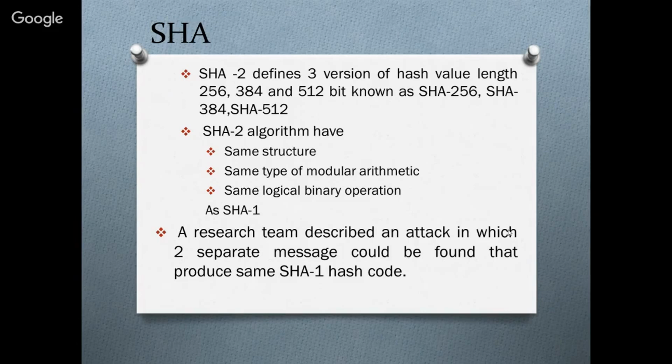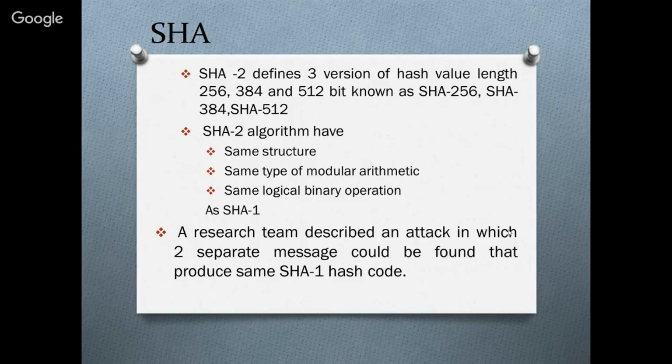Because a research team described an attack in which two separate messages could be found which produce the same SHA-1 hash code. So our main intention here is, for a particular plain text, we are supposed to create a hash code which is unique to that. So when I go back in reverse order from the hash code, I have to get back my same plain text. But in SHA-1, a research team has described an attack which shows there were two separate messages for the same hash code, which is a drawback, or a weakness. So because of that, they shifted to the SHA-2 algorithm.